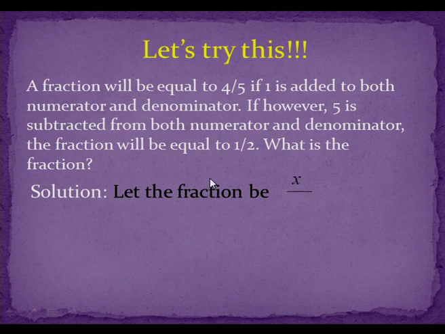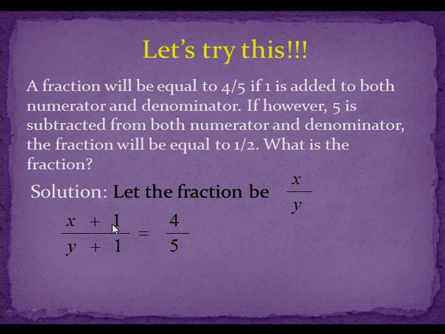Let the fraction be x by y. We have taken the fraction as x by y. What is given to us? The fraction will be equal to 4 by 5 if 1 is added to both numerator and denominator. So, what am I trying to do?